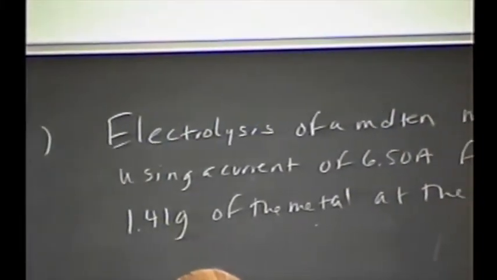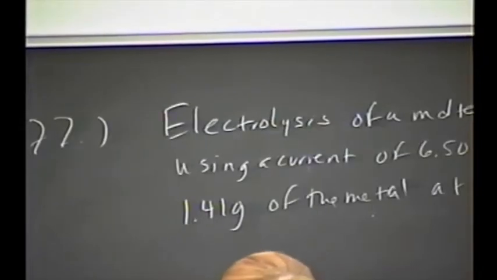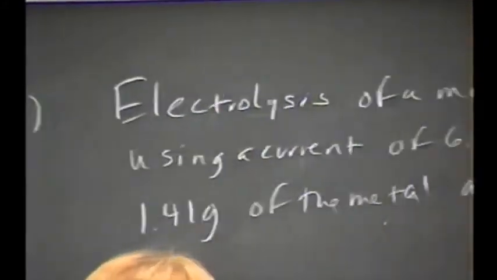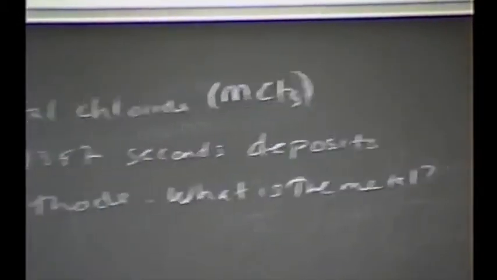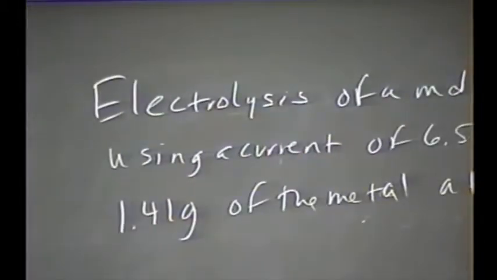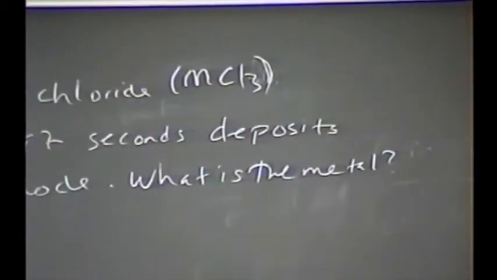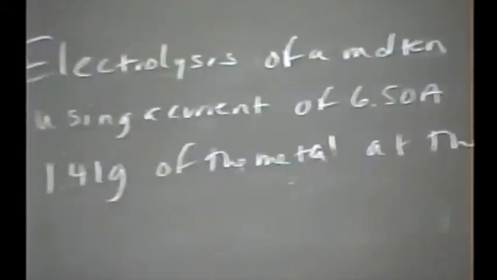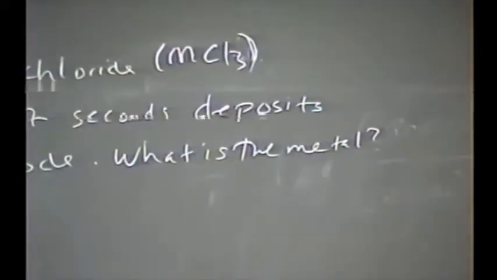Okay, so let's go over number 77 up here on the board today. Again, it's electrolysis of this molten metal chloride, MCl3, using a current of 6.450 amperes for 1397 seconds. It deposits 1.41 grams of the metal at the cathode. What is the metal? How do you figure this out now? Yes, Sandra.